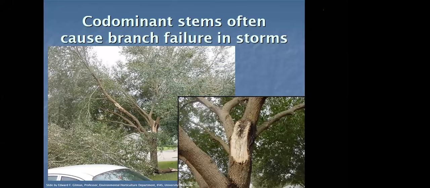You can see here's a large example of a limb that came off because of codominant stems. You can see how that tears down the trunk. And right in through here, there was what's called included bark, and that included bark is just a vulnerable or weak point as trees mature and the limbs get heavier and larger in size.